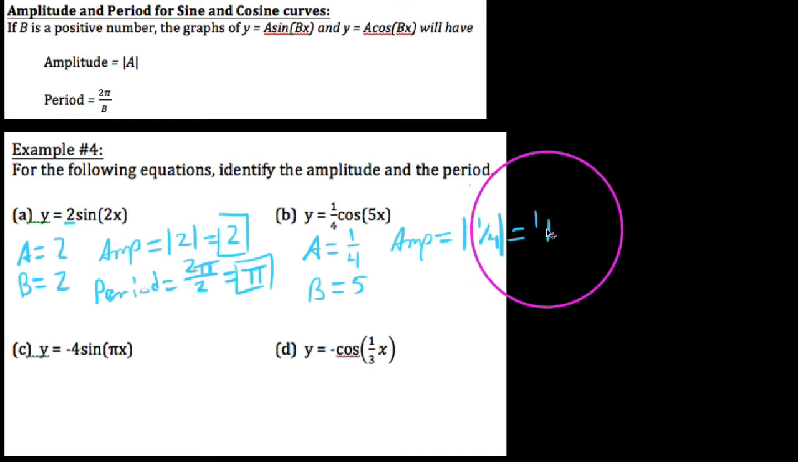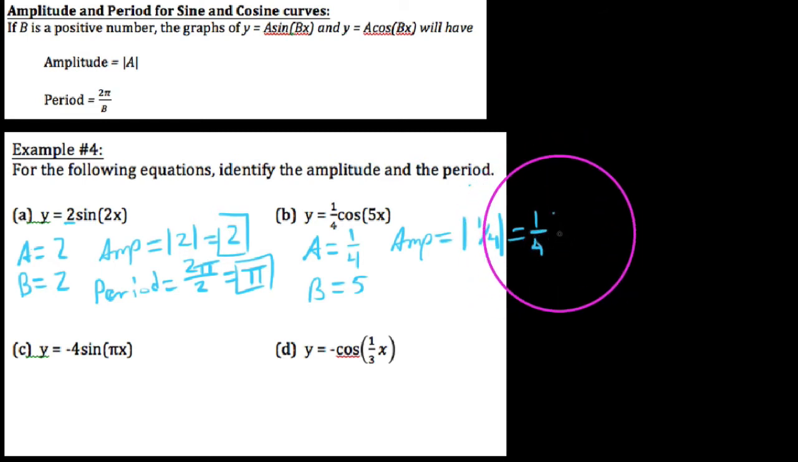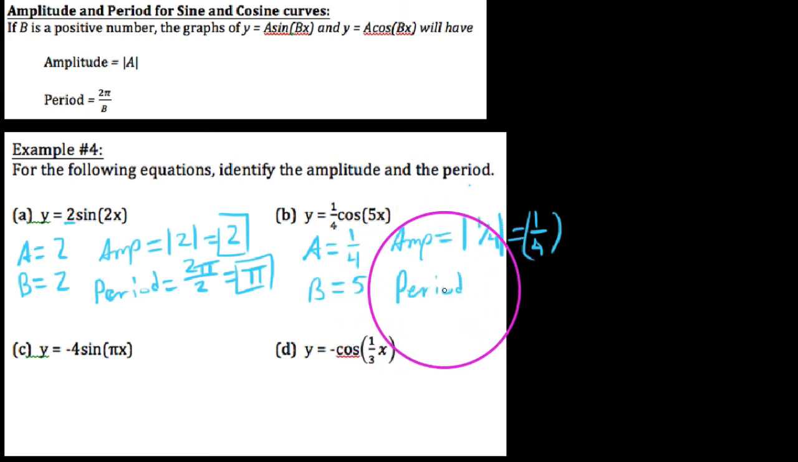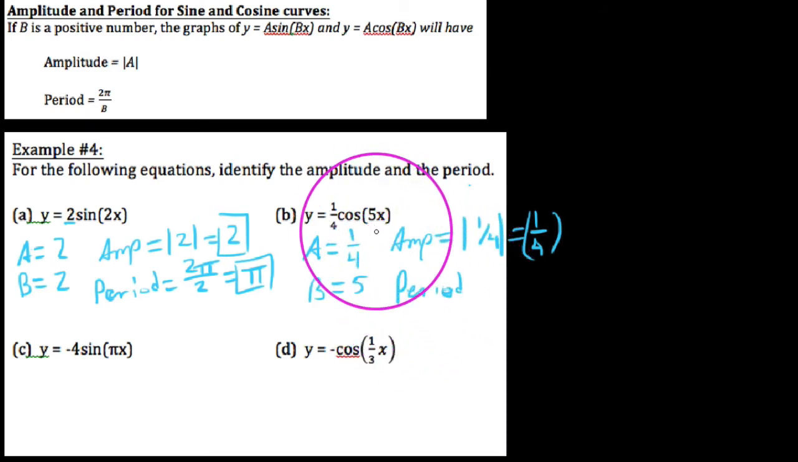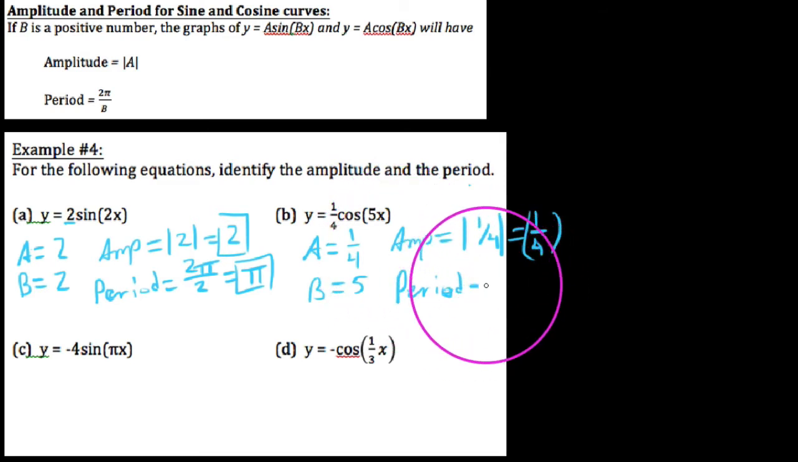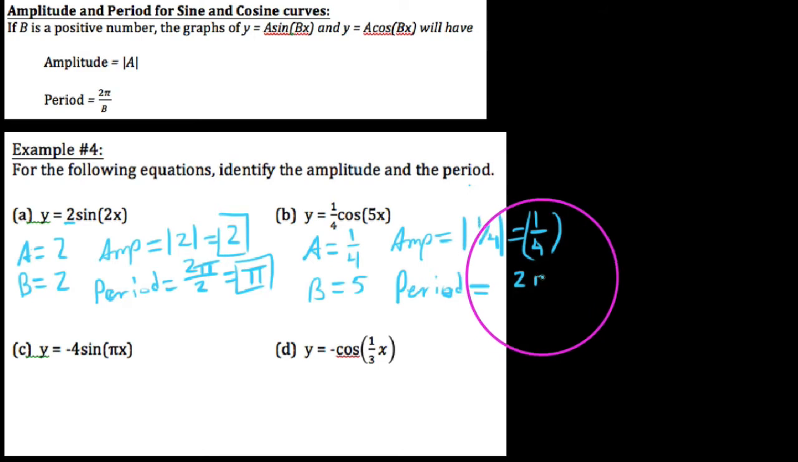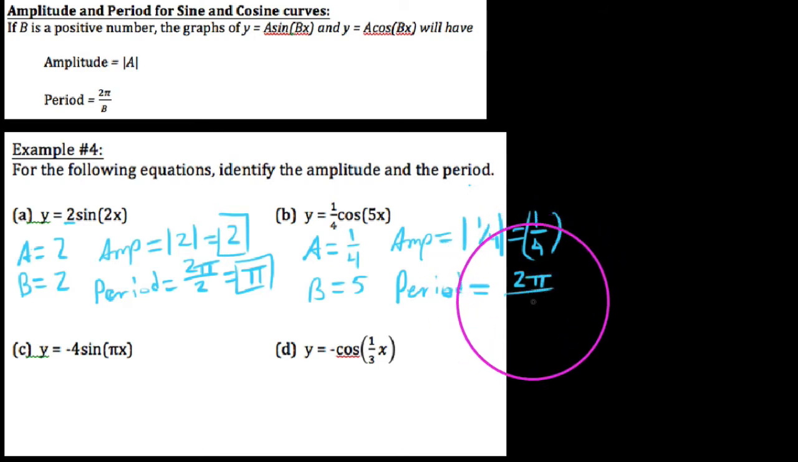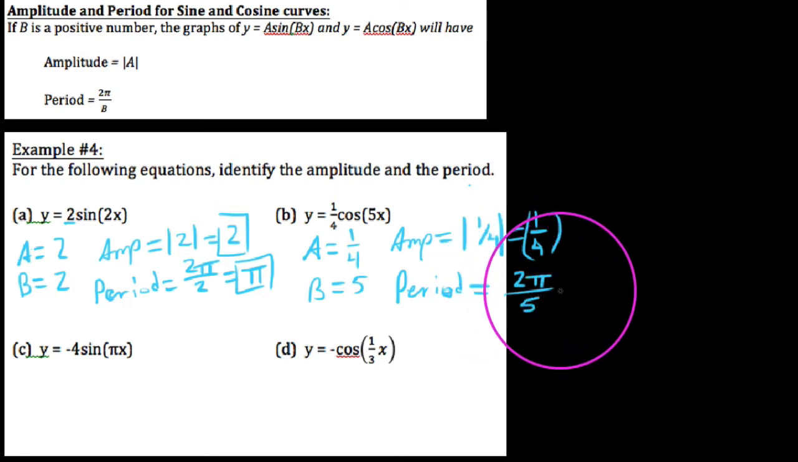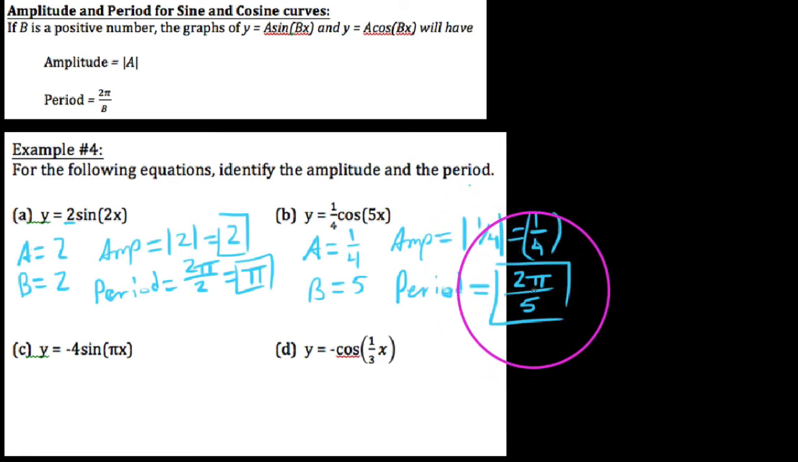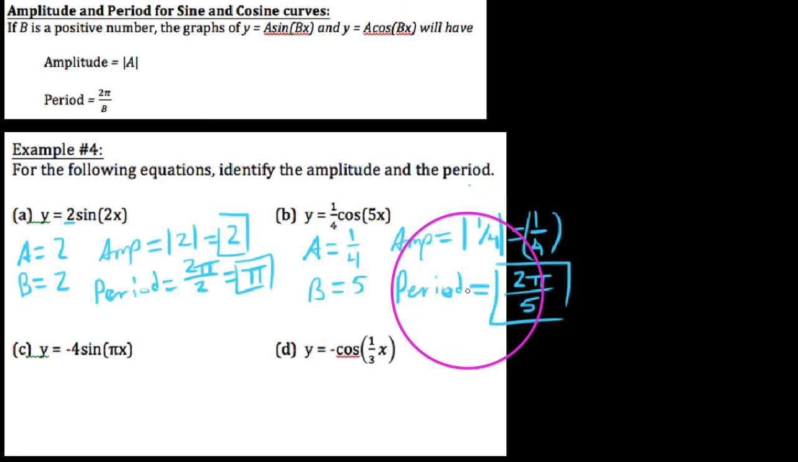That's a very ugly looking 1/4. Sorry, 1/4 period. Okay, so the period, this b value being 5 just means that it's going to go through 5 complete cycles in a normal 2 pi period. So how long would that be in one complete cycle? We'll take the normal 2 pi, in which it did 5 cycles, and split it up 5 ways, and that would tell us the length of one period. So one cycle would take 1/5 of the 2 pi, or 2 pi fifths.